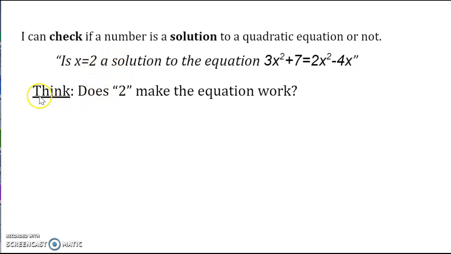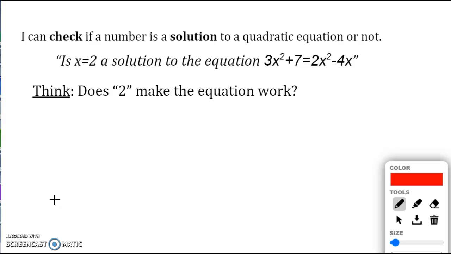So what you should be thinking is, does x is equal to 2 make the equation work? So that's all you need to answer. That means that you are going to substitute x is equal to 2 into the original equation. Notice I said the original equation, not the modified one, not the one that you converted into standard form or anything like that. You're checking it in the original equation, so that means I'm going to start by writing the equation. 3x squared plus 7 is equal to 2x squared minus 4x. Okay, that is the case. Now we're checking for x is equal to 2.